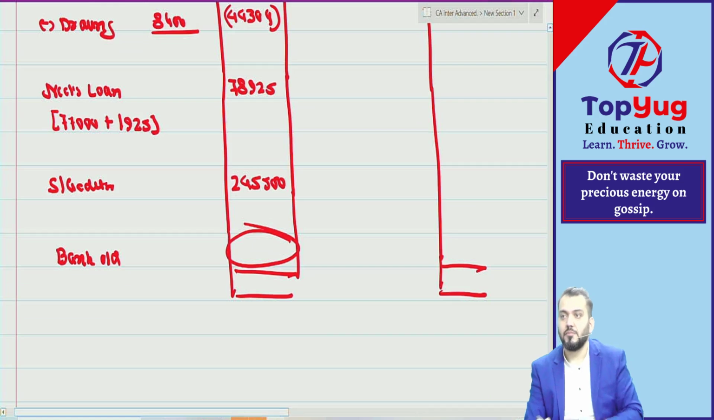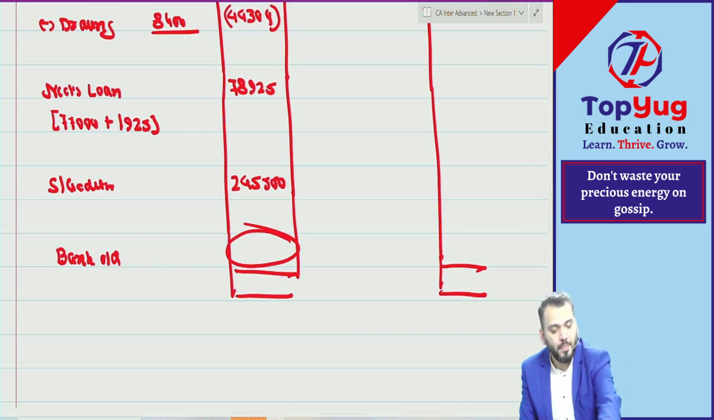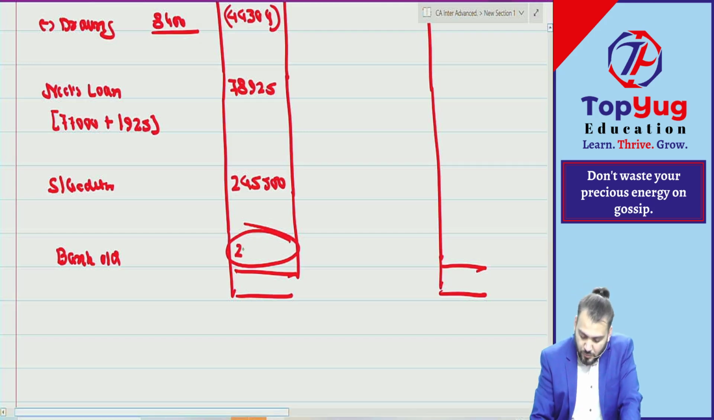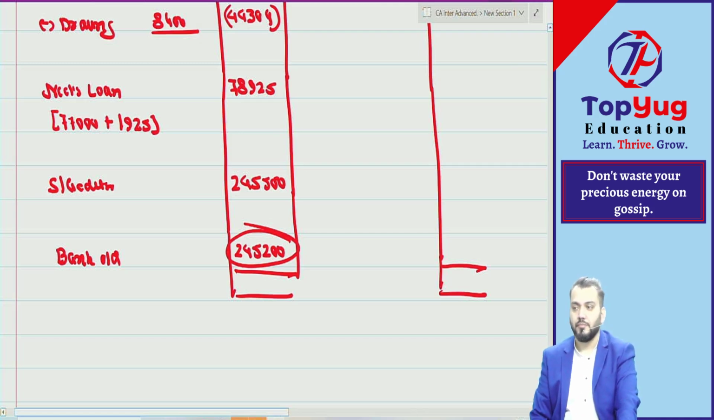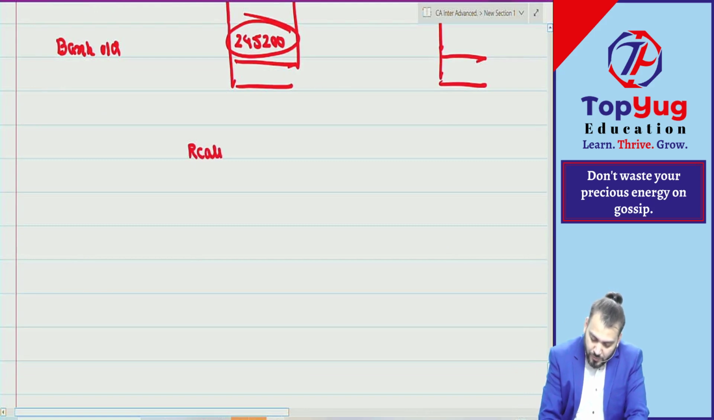Understood what I have said? Two lakh 45,200. Bolo. Simple. Chalo. Now I'll prepare what? Realization account. A realization account.